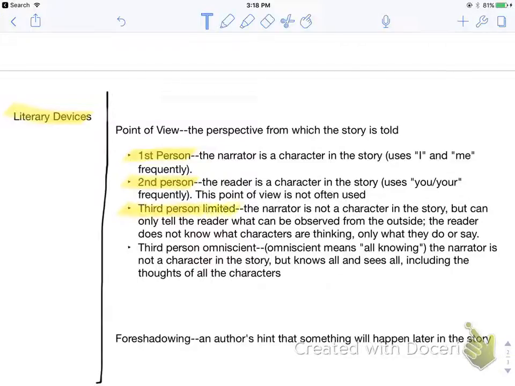Third person limited is when the narrator is not a character in the story. The only thing the narrator can do is tell the reader anything that can be observed from the outside. The reader doesn't know what the characters are thinking because the narrator doesn't know what the characters are thinking. They can only talk about what the characters do or what the characters say.